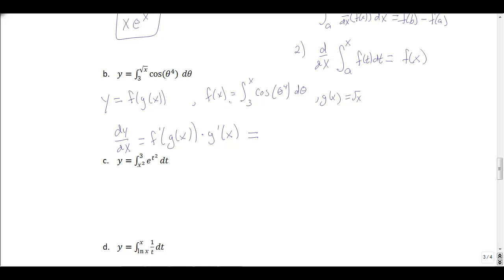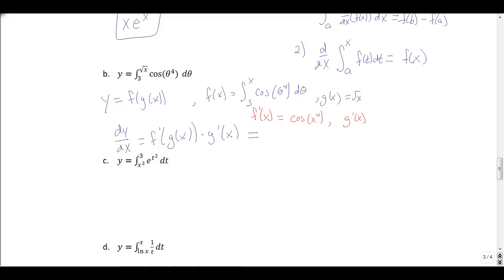Well, what's f prime of x? Well, that should just be cosine of x to the 4th. So what we're going to get here, maybe I'll write these in red to set them off, f prime of x, by the fundamental theorem of calculus, is just cosine of x to the 4th.